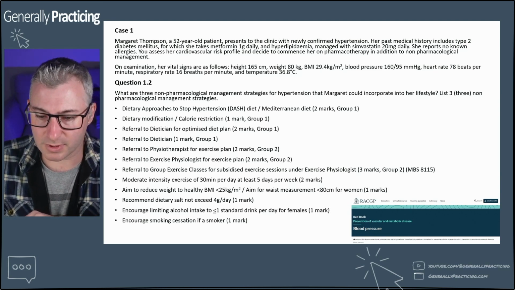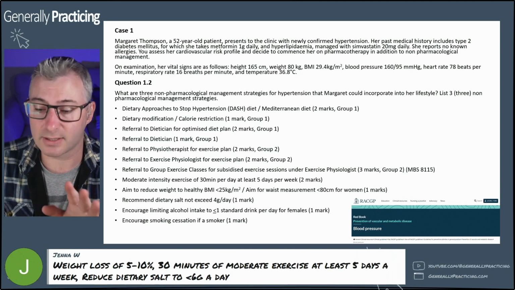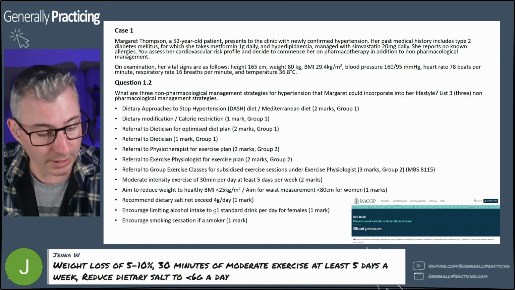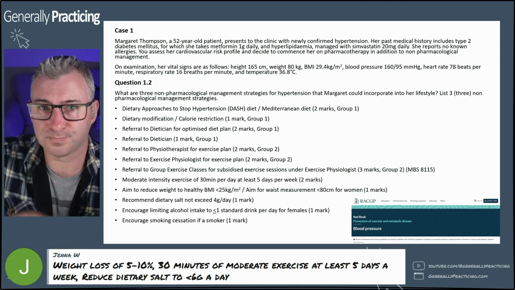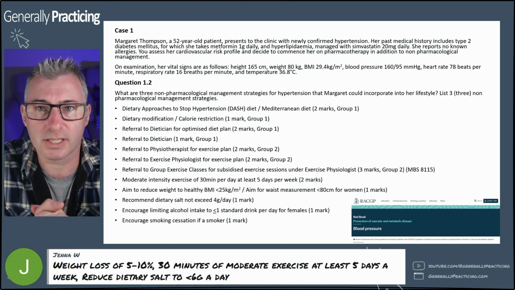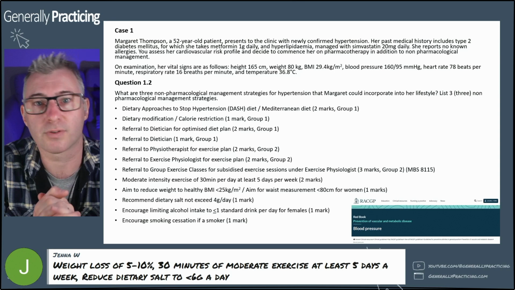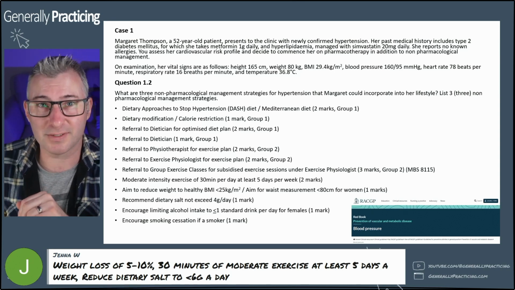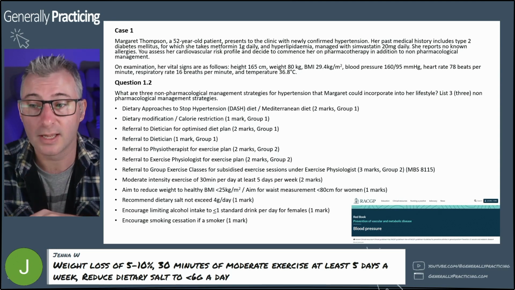Again, we've got responses in from the chat, so we've got weight loss of 5 to 10%, fantastic, and I think adding in that qualifier of 5 to 10% makes that a really, really good short-term goal. 30 minutes of moderate exercise at least 5 days a week, fantastic, and reduce dietary salt to under 6 gram per day. This is an interesting point because it depends which kind of source you're looking for as to what number will be specified there.